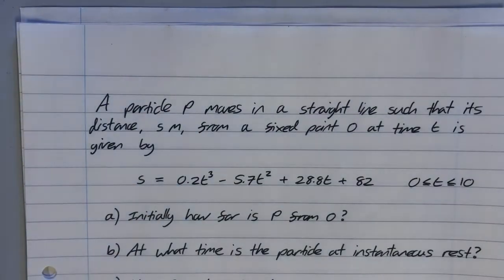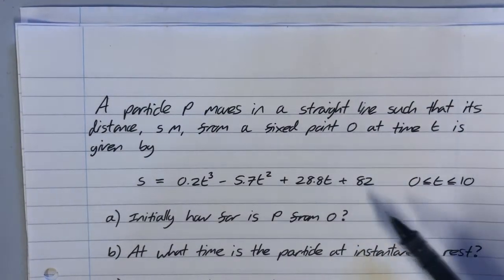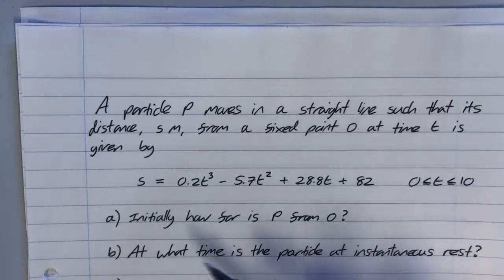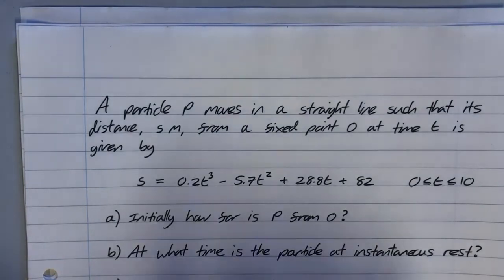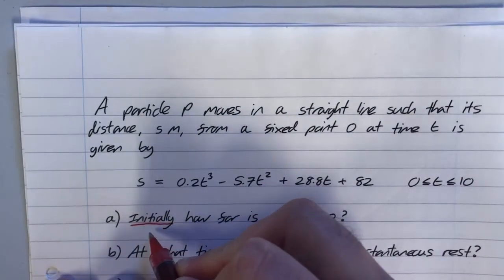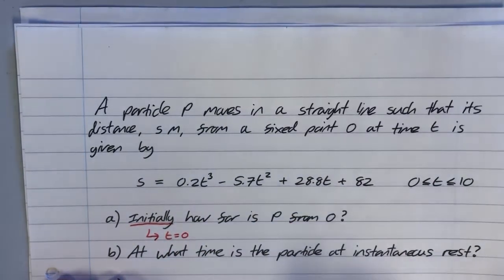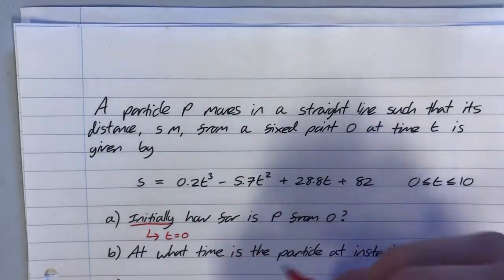A particle P moves in a straight line such that its distance s meters from a fixed point O at time t is given by this cubic equation. And we're also told that t will lie between 0 and 10. First question: initially, how far is P from O? Whenever you see the word initial, or initially, or initial conditions, you should immediately think t is equal to 0. That's what initial means. It's the beginning of the model, which is denoted as t is 0.